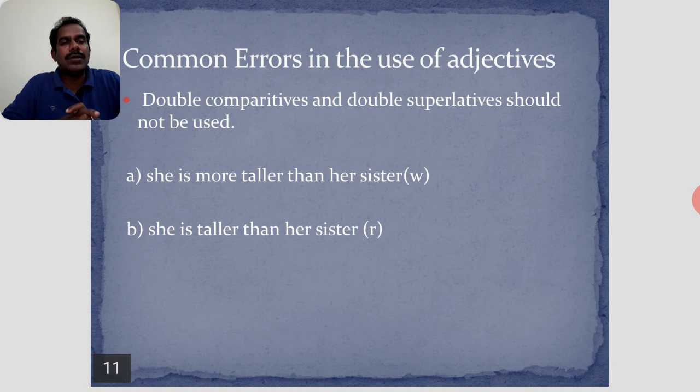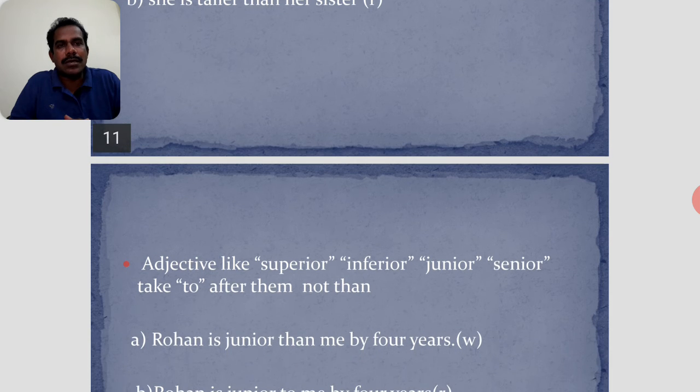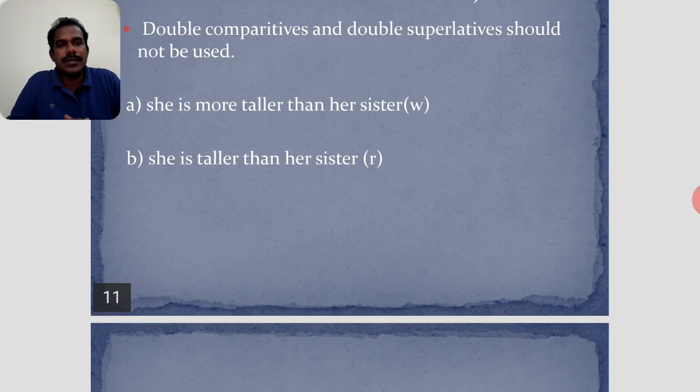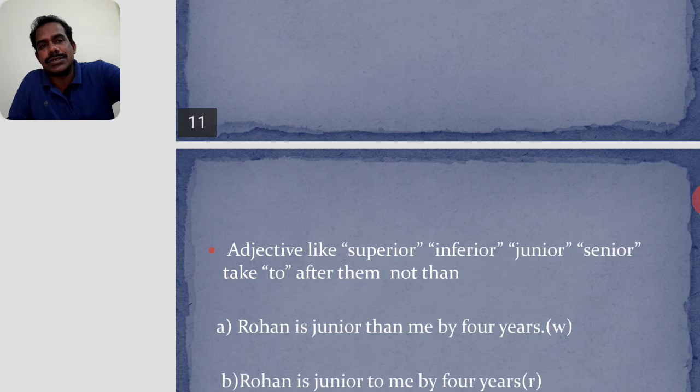So we should not use more and taller in a single sentence. Next, Gopi is Rohan. She is taller. Next, he is taller than her sister. Okay, she is taller than her sister.